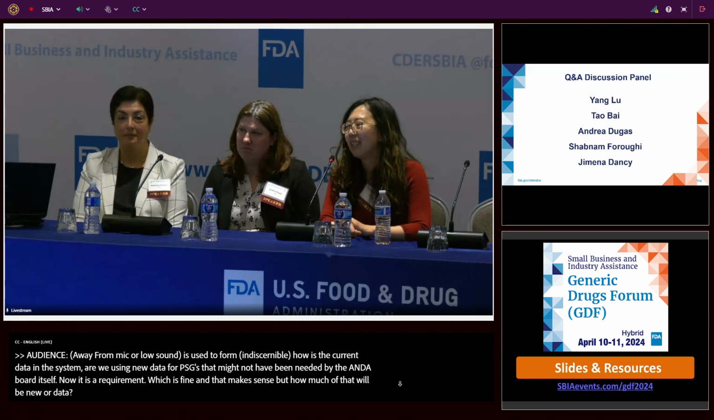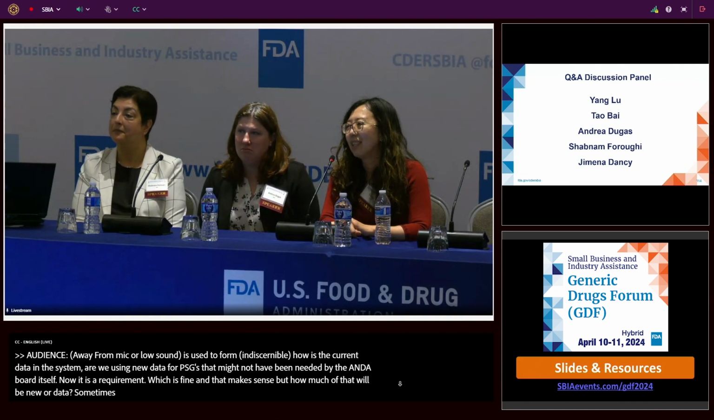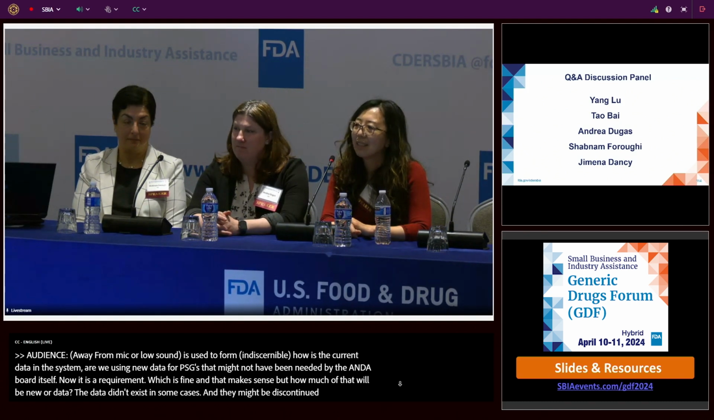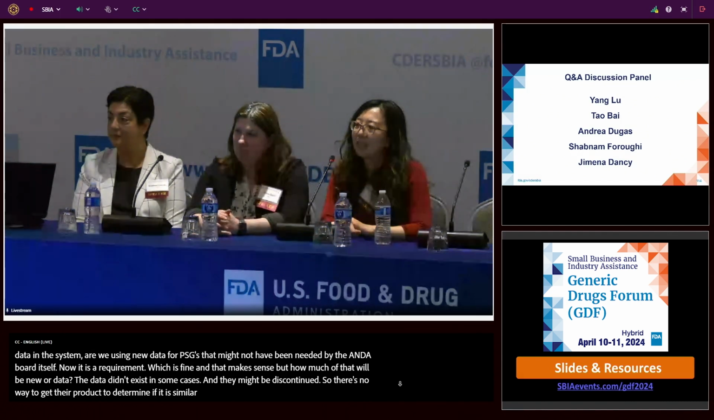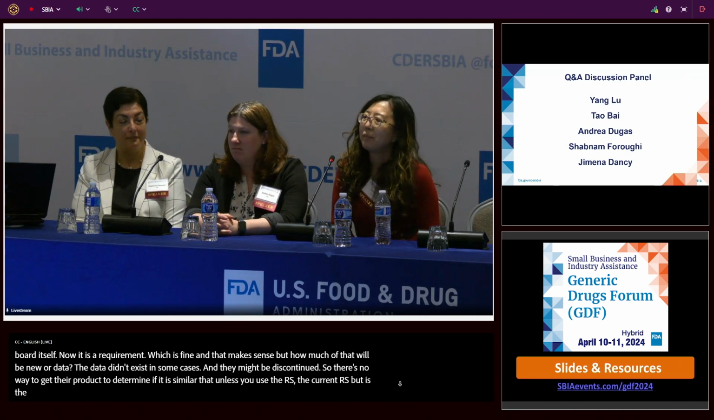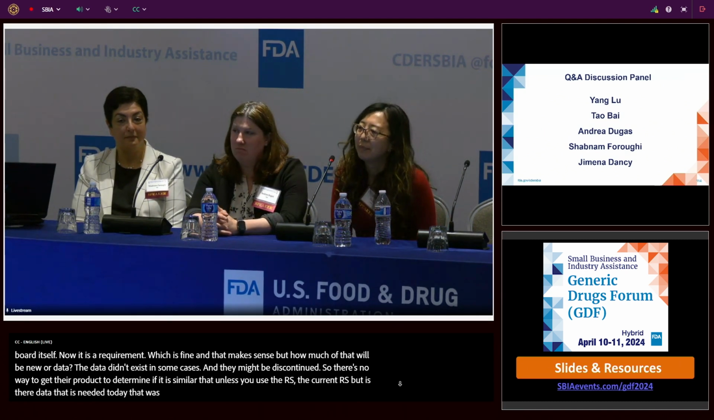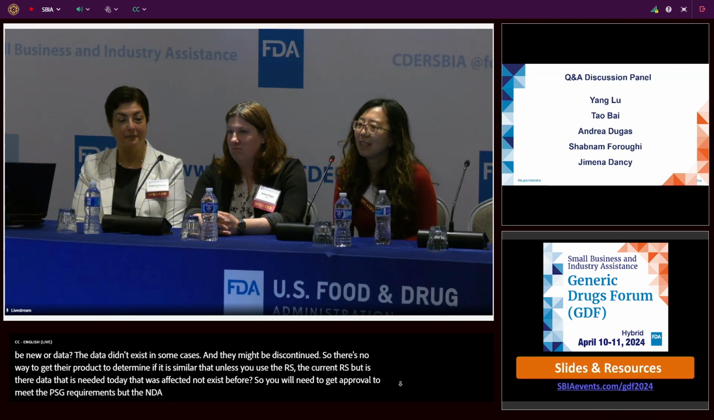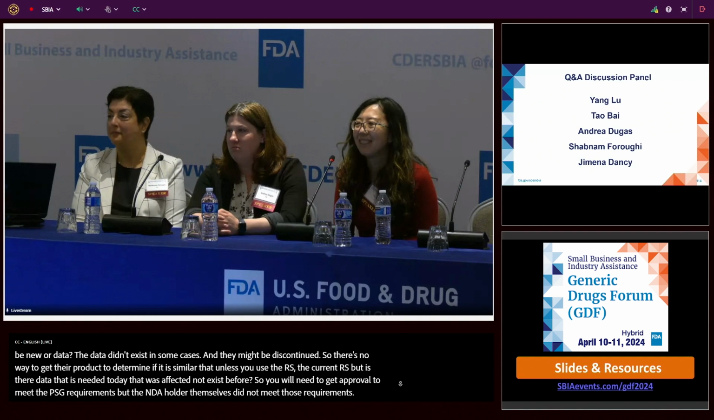Sometimes the NDA holder did not have to perform some of those tests and have some of that data, because you can see this by reviewing the SBOAs, that the data did not exist in some cases, right? And they might be discontinued, right? So there's no way to even get their product to determine if it's similar, unless you obviously use the RS, the current RS. But is there data that's needed today that didn't exist before? So in other words, you're going to have to meet the PSG requirements, but the NDA holder themselves did not meet those requirements. So in other words, the threshold is higher now for the generic to get approval.